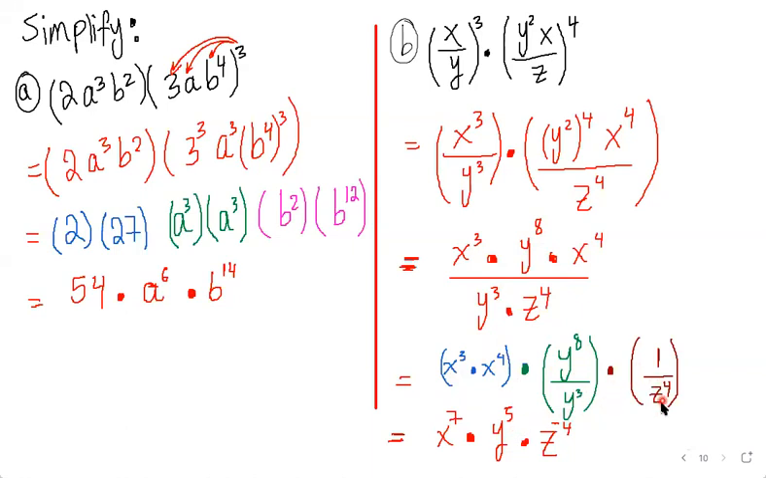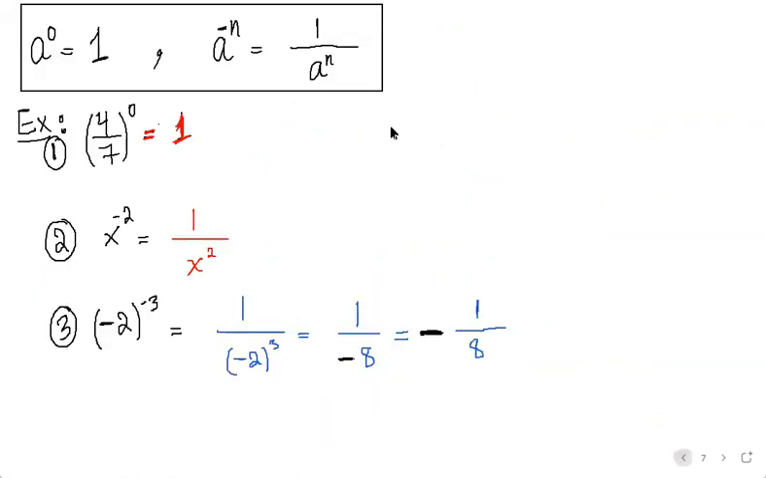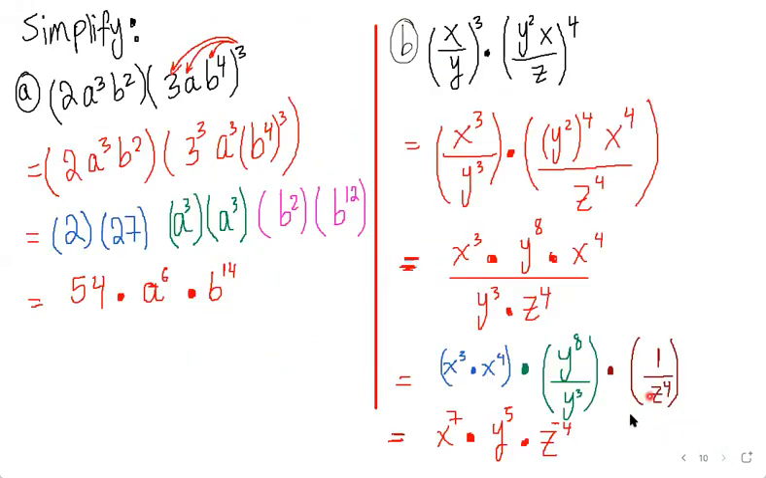And the last one, by using this property, I have 1 over z to the power 4. I can move it up, I just have to change the sign. So I get z to the power minus 4. And that's it. This is the answer for this question.